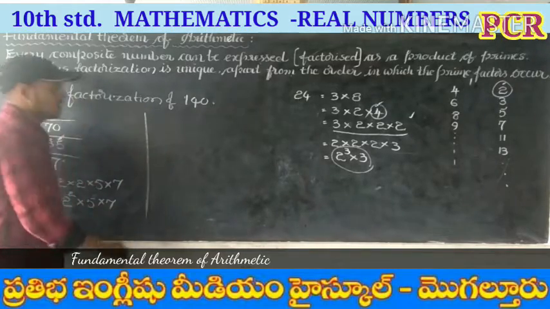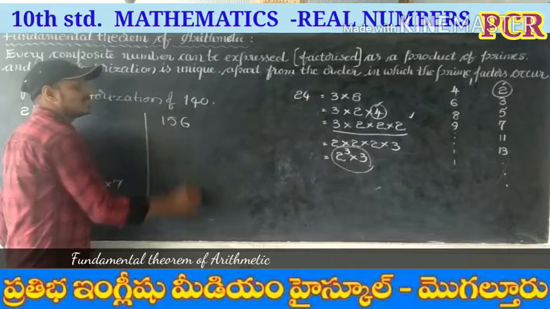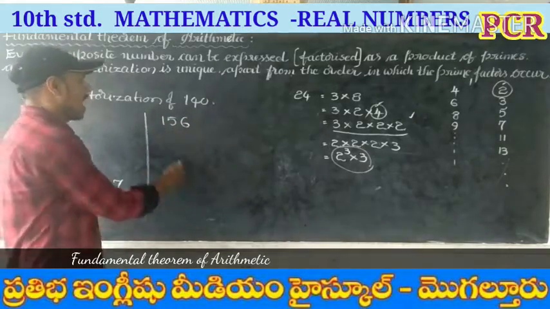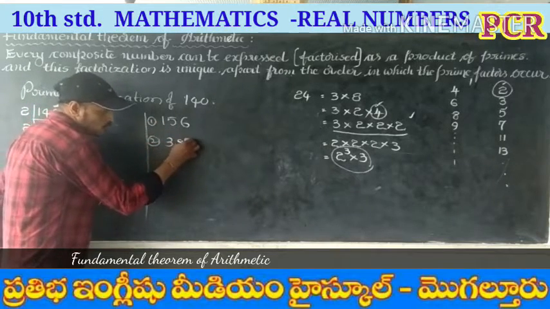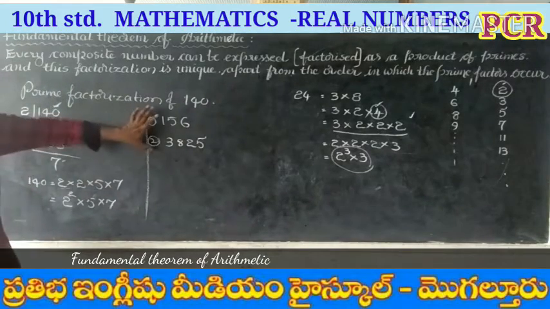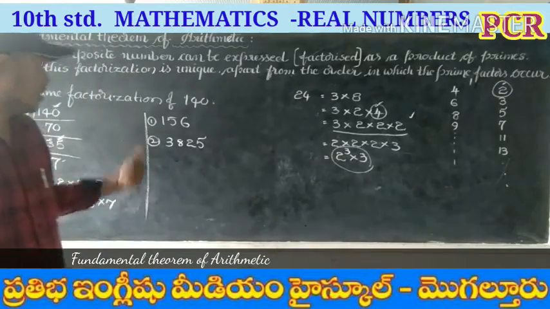And you can try these two numbers: 156, write 156 as the product of prime numbers. And another problem, 3825. So you try these two numbers, the prime factorization of these two numbers.